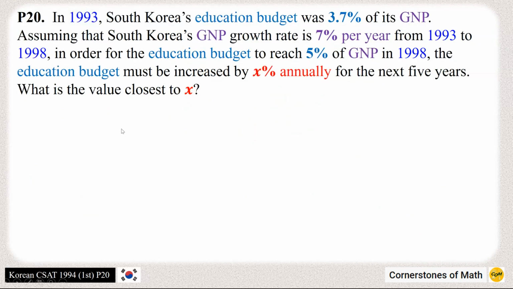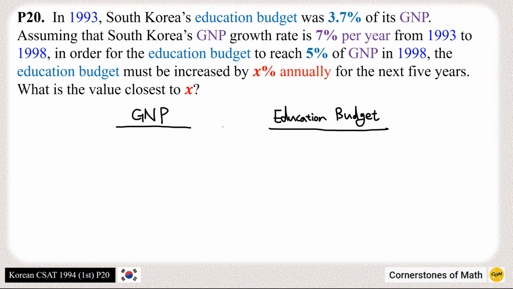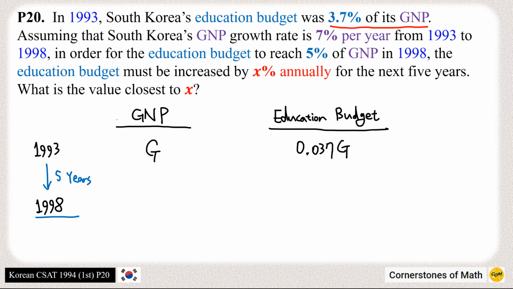Here we have two important quantities, GNP of South Korea and the education budget. And we deal with 2 points of timeline, 1993 and 1998. So first, let us denote GNP of 1993 as G. Then it is said that in 1993, the education budget was 3.7% of its GNP. So the education budget in 1993 was 0.037 G.